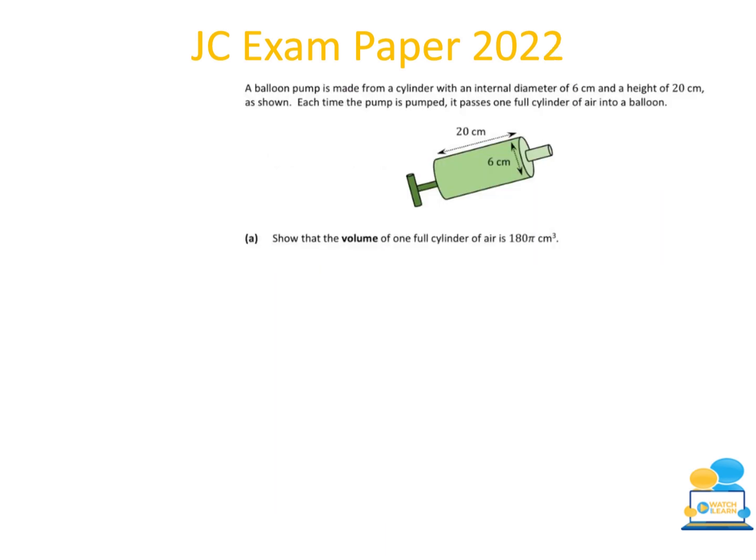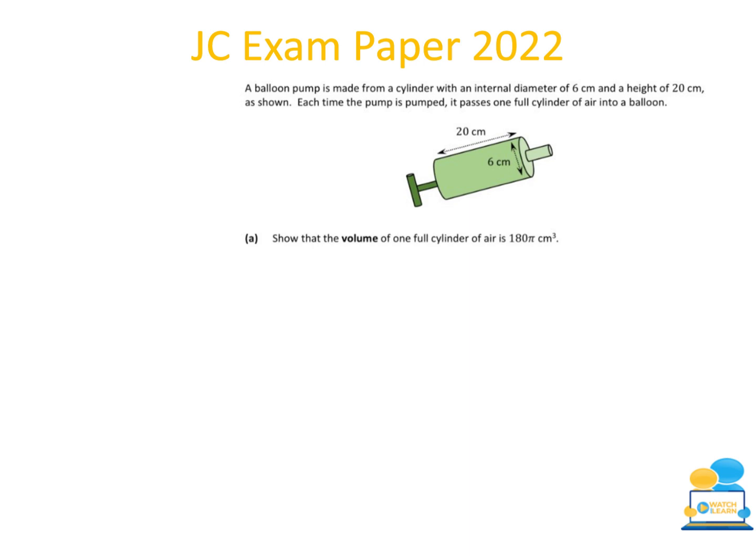Okay, so moving on to the next question from the exam paper in 2022. It says a balloon pump is made from a cylinder with an internal diameter of 6 centimetres and a height of 20 centimetres as shown. Each time the pump is pumped, it passes 1 full cylinder of air into a balloon. Part A asks us to show that the volume of 1 full cylinder of air is 180 pi centimetres cubed.